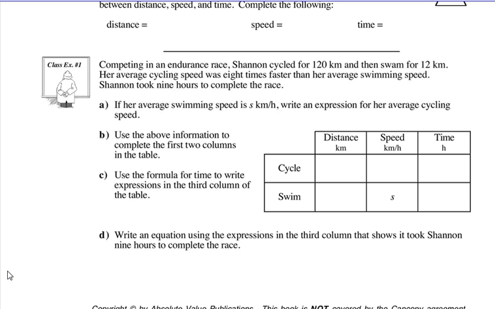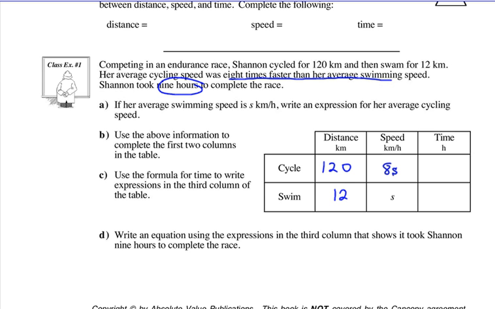So what would our average cycling speed be? Let's go back to this problem. Her average cycling speed was 8 times faster than her swimming, so 8S. Good. Okay, so we need to finish. What else do we know about this? Her distances. She traveled how far in cycling? That's a lot of kilometers of cycling. And 12 kilometers of swimming. That is an endurance race. Okay, so she spent 9 hours to complete this total race.